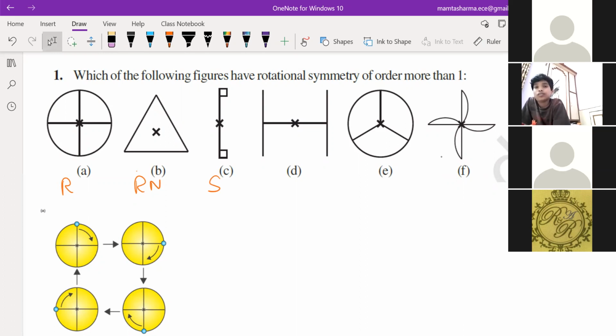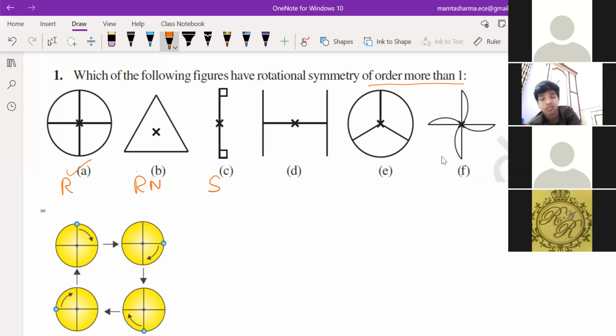Order of rotational symmetry. Which of the following have the rotational symmetry of order more than 1? So is infinity more than 1 or not? Ma'am, A has more than one, because it is 2. For A1, the order of rotation is 2 and 360 by 2 will be 180.